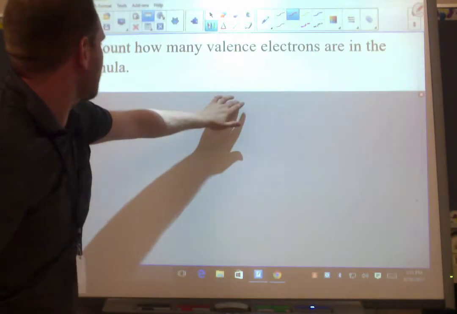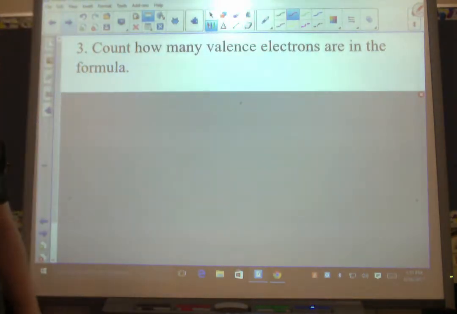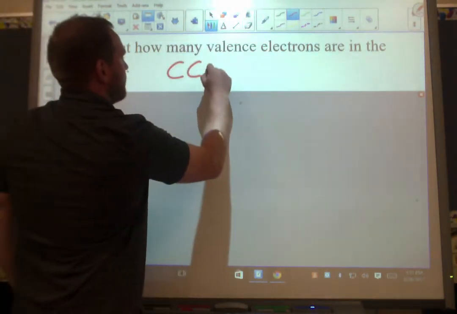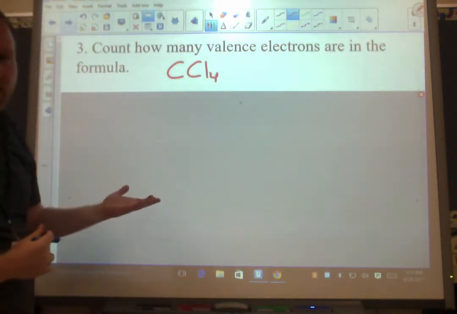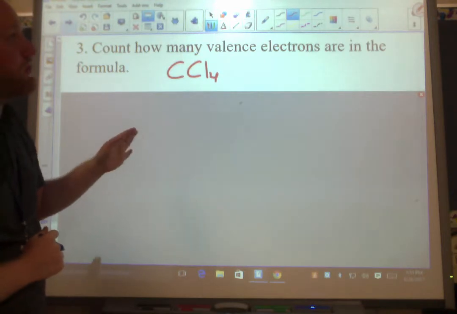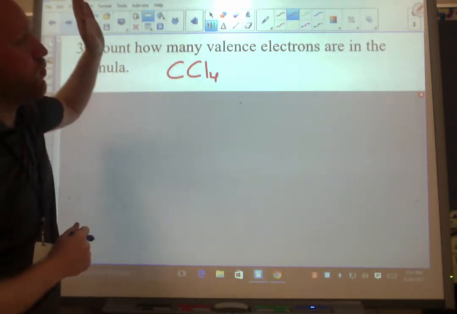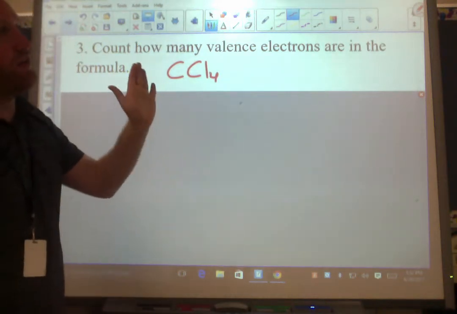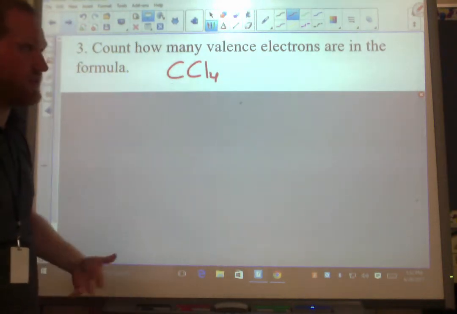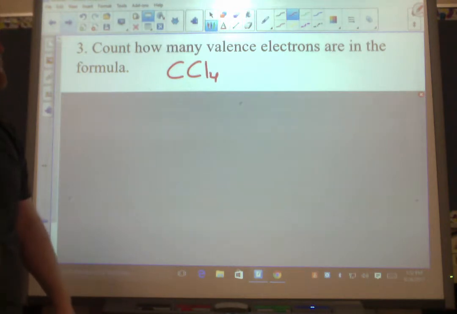Next, count how many valence electrons are in the formula. So CCl4. We're going to count how many valence electrons. For this, you need to know your periodic table. You need to know the groups. Basically, your groups go 1A, 2A. You skip all those transition metals. You start at group 13, and you call it 3A, 4A, 5A, 6A, 7A, 8A. And that number tells you how many valence electrons.